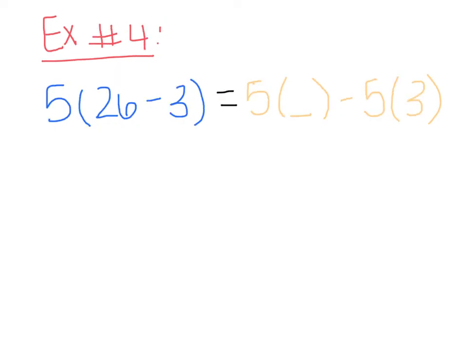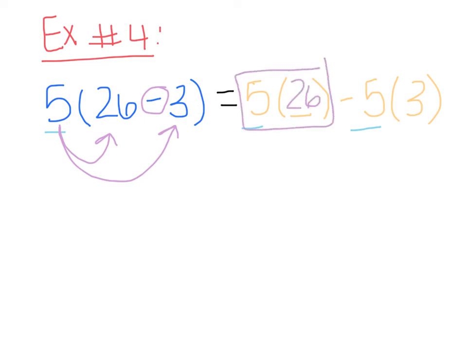Example number 4. So this is very similar to one of our first examples, 5 on the outside. And then we're going to distribute that 5 to both numbers. So it becomes 5 times 26, 5 times 3. And we keep our operation the same, subtraction. So if I have 5 times 26 and 5 times 3, my missing number is going to be 26 because now I have 5 times 26 and 5 times 3. And here's my subtraction.